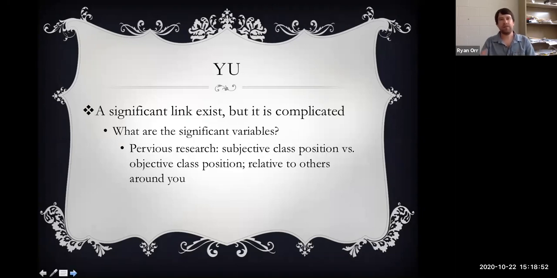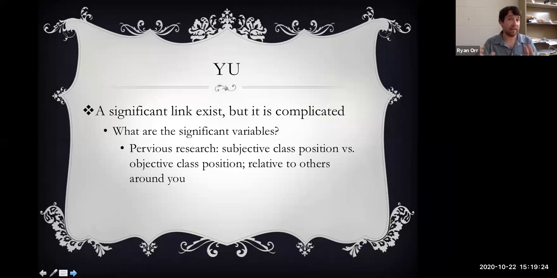So we say that there is a link, and research has established a link between one's class position and one's subjective well-being. Basically the link is, people from the upper classes tend to be happier with themselves compared to people from lower classes. So again, this isn't black and white. Not everybody from the upper class is going to be happier compared to people in lower classes. But this is the pattern that you find in the research.